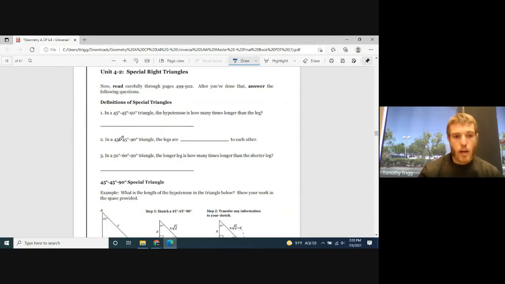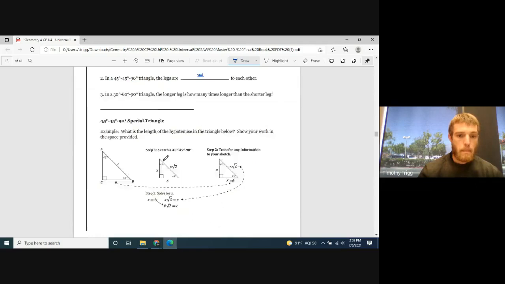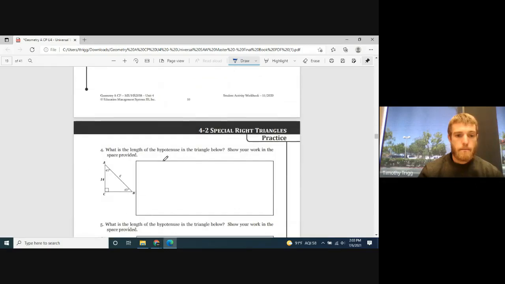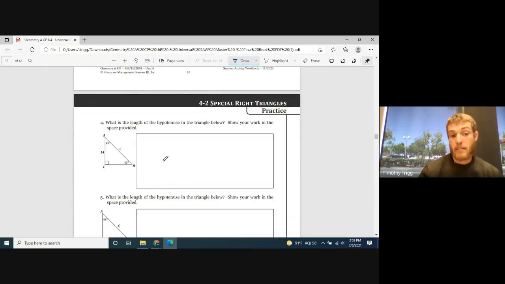So let's answer questions 1 and 2 here. It says in a 45, 45, 90 triangle, the hypotenuse is how many times longer than the leg? It's square root of 2 times longer. In a 45, 45, 90 triangle, the legs are congruent to each other. Congruent meaning they have the same length.